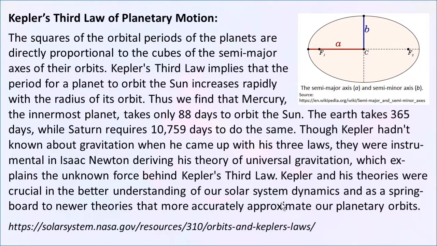Though Kepler hadn't known about gravitation when he came up with the 3 laws, they were instrumental in Isaac Newton deriving his theory of universal gravitation. So Kepler makes these discoveries. Really extraordinary how the heck he figures this out. But he figures out that these formulas work. And then because they work, other people come along later. Newton comes, about 100 years or more after Kepler, and he develops these laws of gravitation building upon Kepler's discoveries.